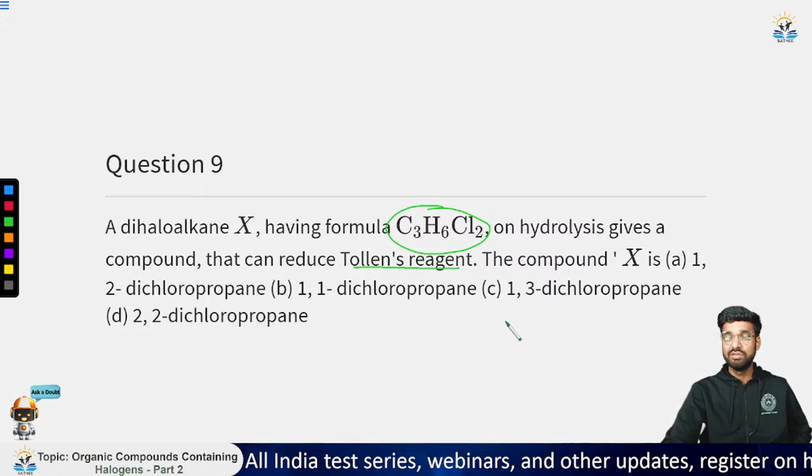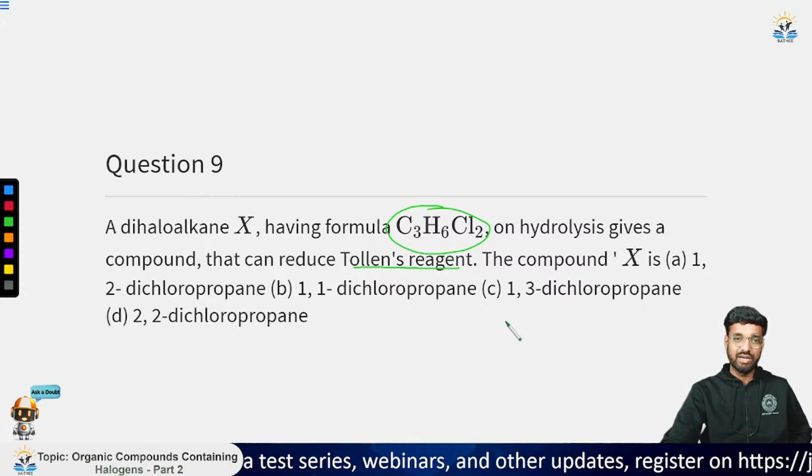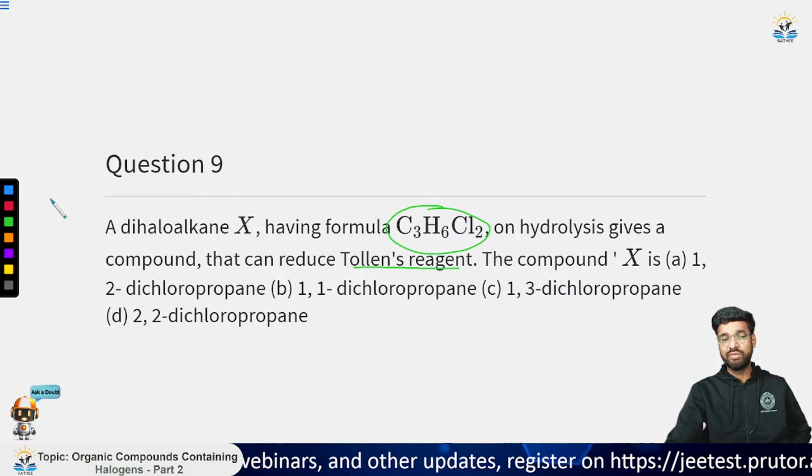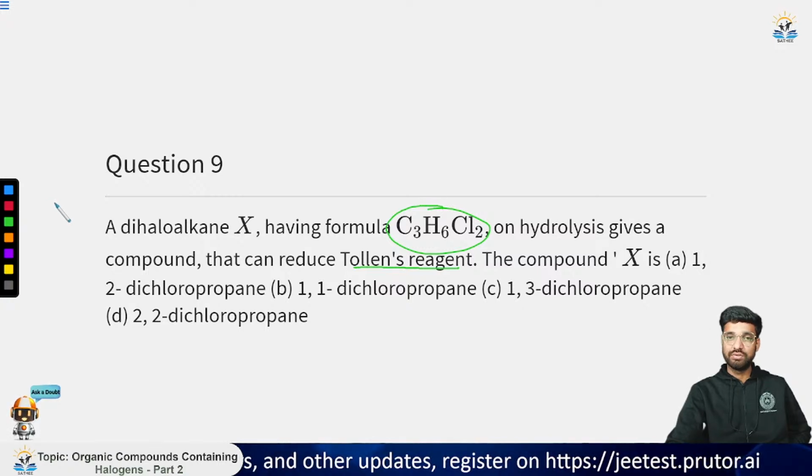Okay, so this is a higher level one. You have to predict which can be the compound X. So first of all, get a reference for Tollens' reagent. If you don't know, you can leave this question also.